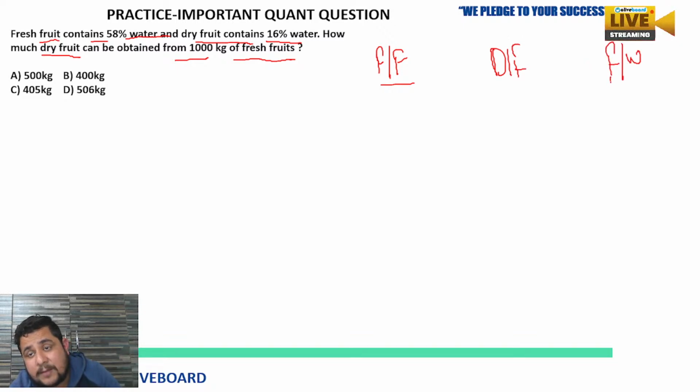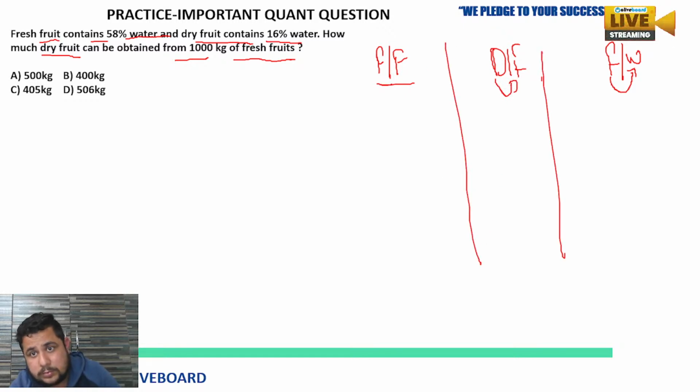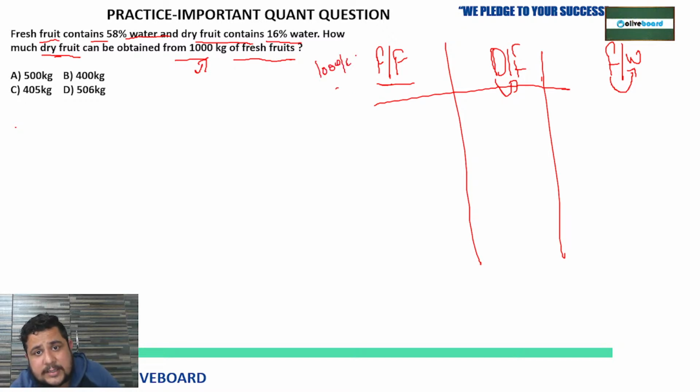So this FW is fruit without water. This is dry fruit and this one is fresh fruit. Okay. So fresh fruit contains 58% water and dry fruit contains 16% water. This is what is given to us. One quantity is also given to us, that is 1000 kg. You can say that we have 1000 kg of fresh fruit.